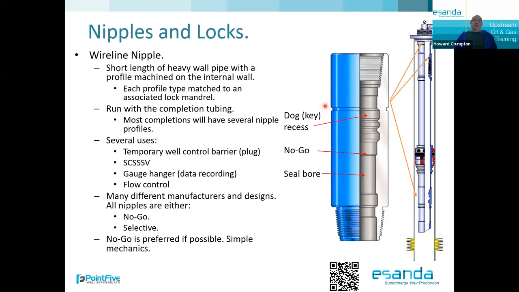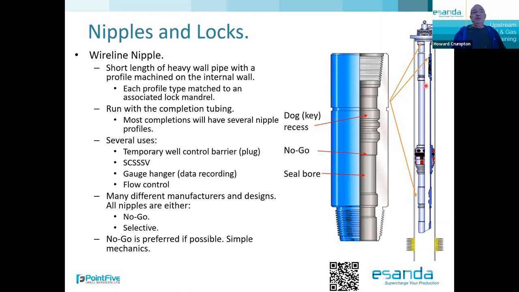The final thing I want to look at in terms of barriers is the wireline lock and the wireline nipple. Wireline nipples are located at several points in most completions. We almost always have a profile machined into the tubing hanger itself. If the downhole safety valve is a tubing retrieval valve, there will almost certainly be a wireline nipple profile included in that. And typically we will have a third profile in the tubing below the packer.